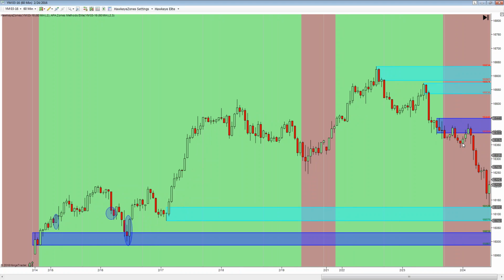And this is exactly what the zones do, and it shows you to the point where it'll happen. That, coupled with the volume, which I'm going to show you shortly, is very powerful.